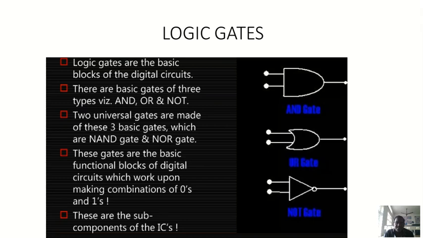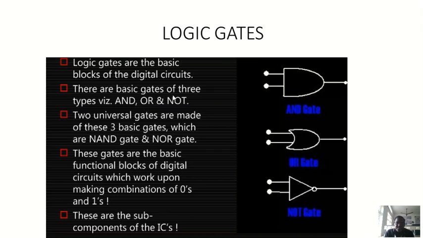Next, we have to know about logic gates, the fundamentals in digital electronics. Logic gates are the basic blocks of the digital circuit. On the right side you can see the AND gate, OR gate, NOT gate, and we have different gates like that. These are the inputs, and these are the outputs. So these are the basic blocks of the digital circuit.